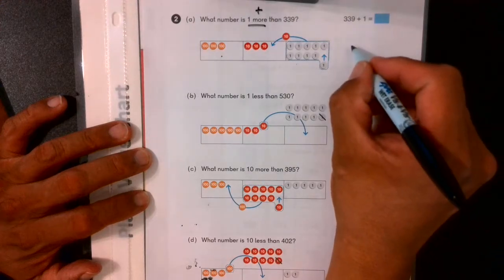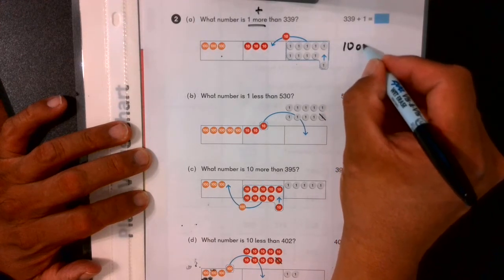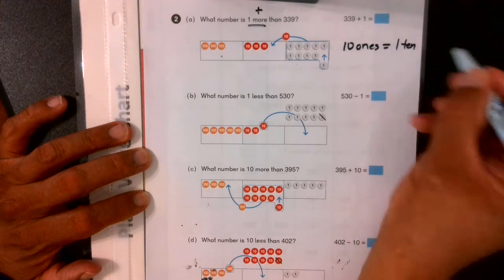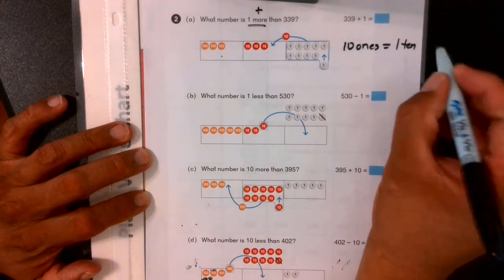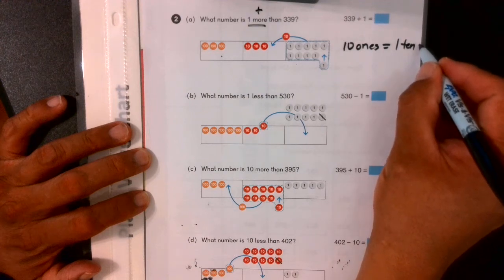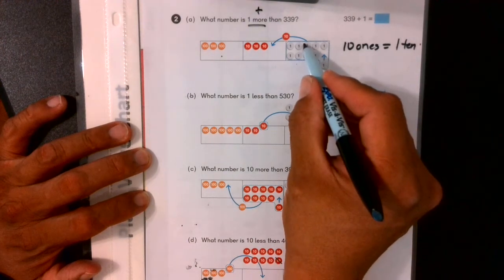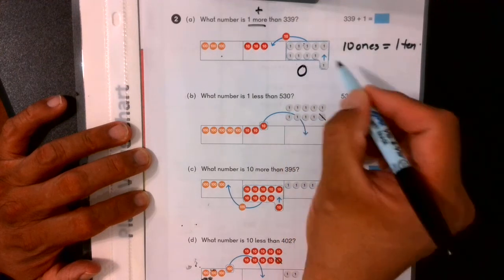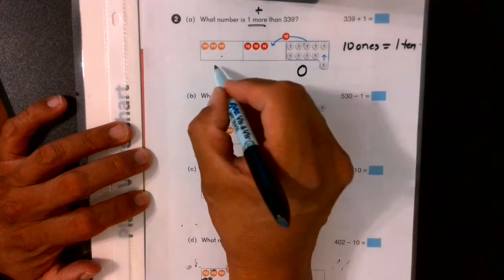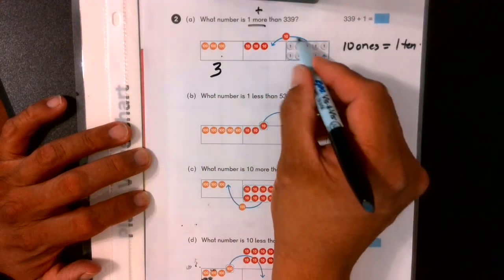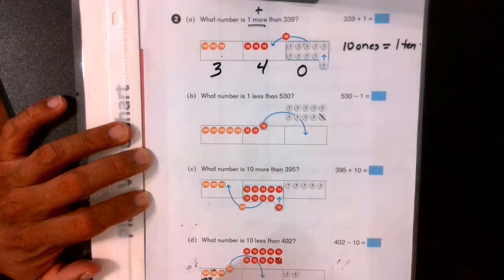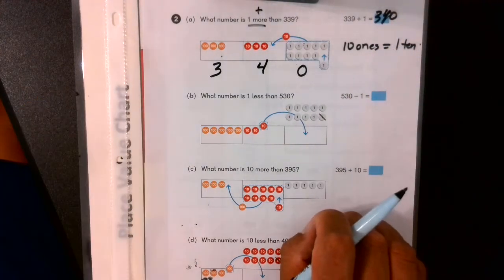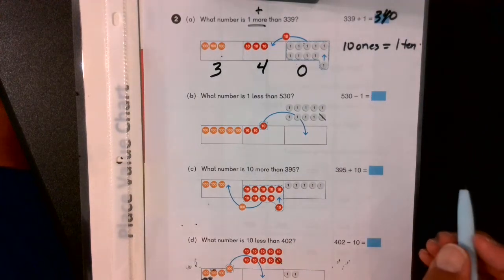What does that mean? That means 10 ones equals 1 ten disk. Okay? 1 ten. Alright, so that's why we're adding it to here. What happens to this? This now becomes what? 0. Okay. This doesn't change, but this does. We add 10 more, now we got 40. So this will be 340. This may be a little challenging, but you got to think about this, okay?